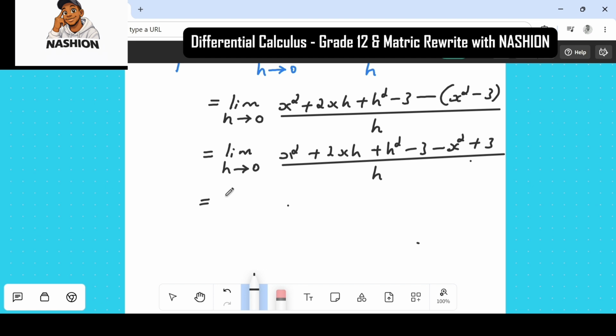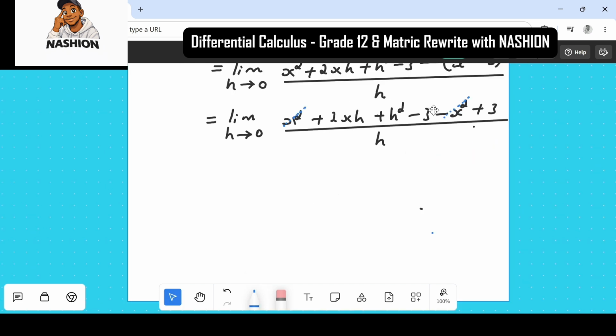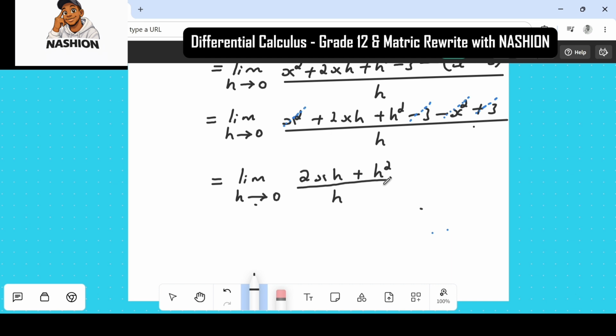We keep going, limit h approaching 0. As we simplify here, we notice that x squared, it's positive, and negative x squared will cancel each other. And also, negative 3 is cancelling out positive 3. What do we have left? 2xh plus h squared, all over h. Let's write that down. Starting with limit as h approaches 0. At the numerator, we are left with 2xh plus h squared. Divide all that by h. Then limit as h approaches 0.